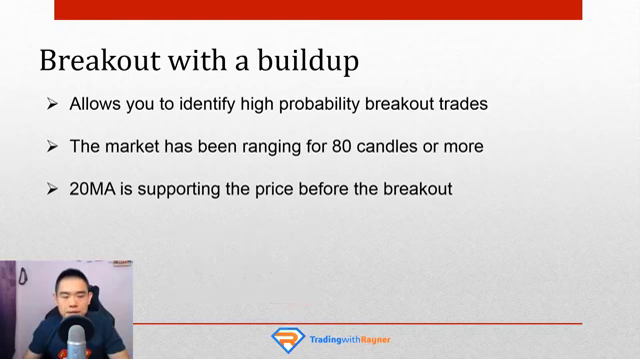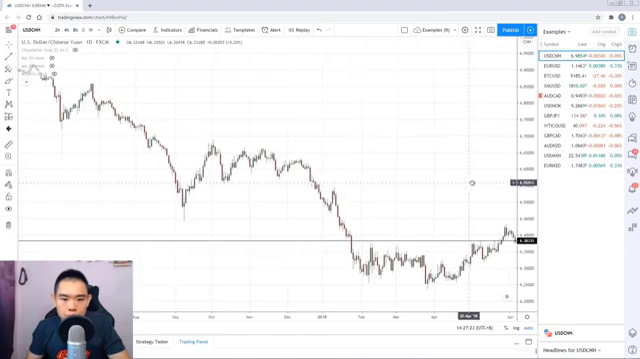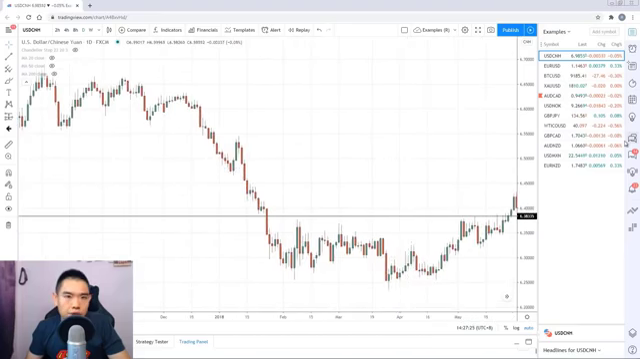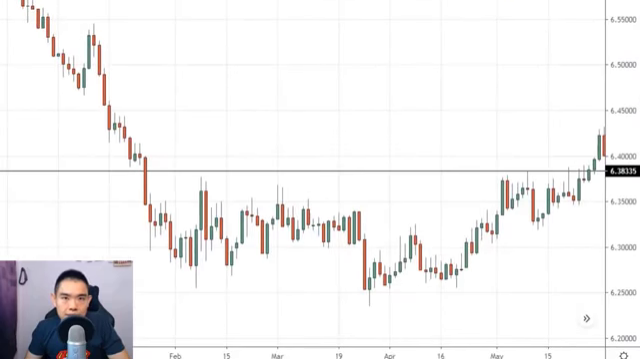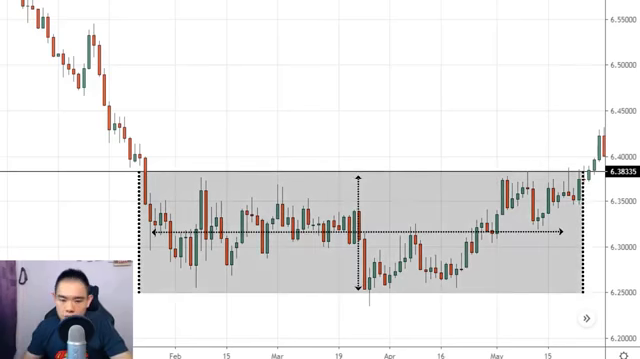So let me share with you a few examples about the breakout. First one over here, you can see that this market is the dollar against the Chinese yuan. First and foremost, you want to see at least 80 candles from here, the start of the range, all the way towards the end. Like I've said, 80 is just a general guideline. If you have 75, 77, 78, whatsoever, it's fine.